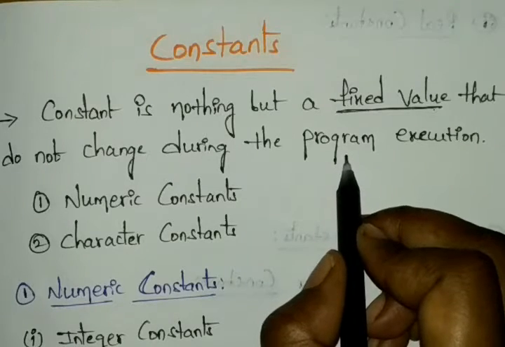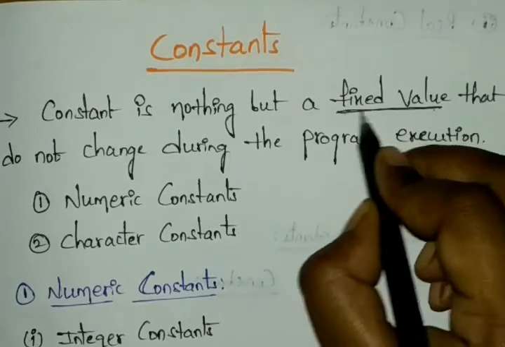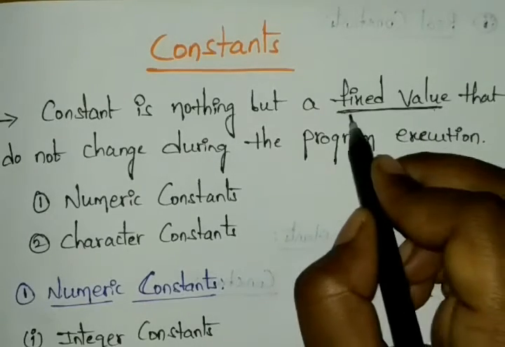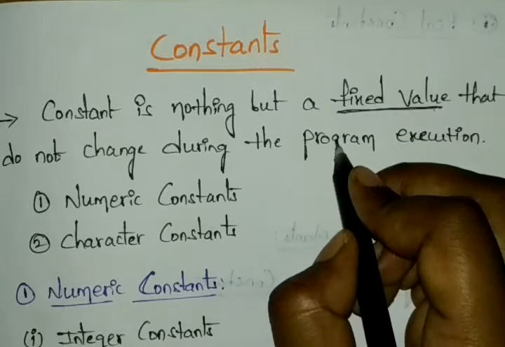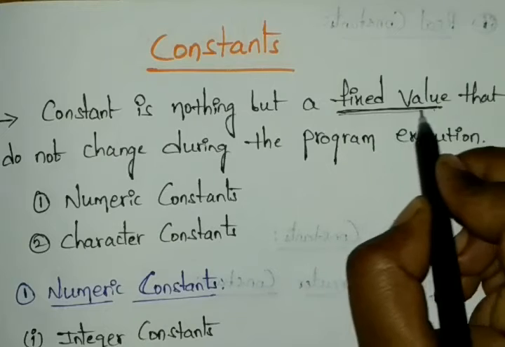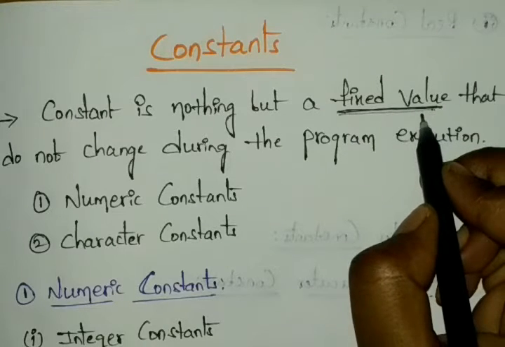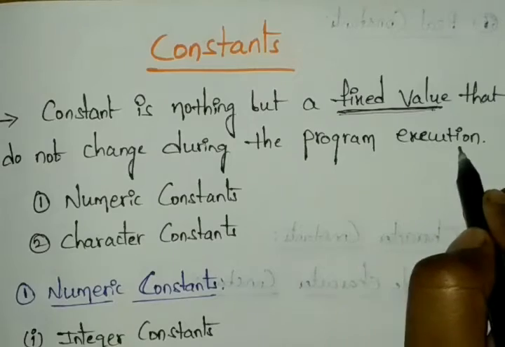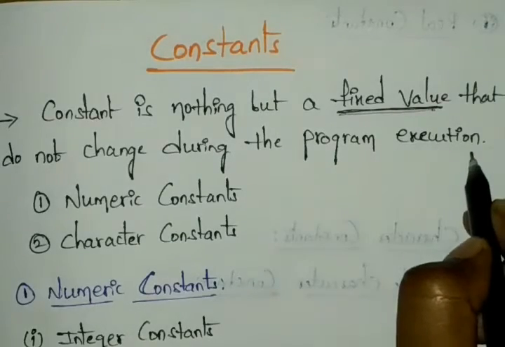Whenever you are doing programs, these constants will have a fixed value. So once you start the program, till the end of the program it maintains the fixed value. It will not change while you are doing the program. Once executed, whatever value you have given is the only one performed here.